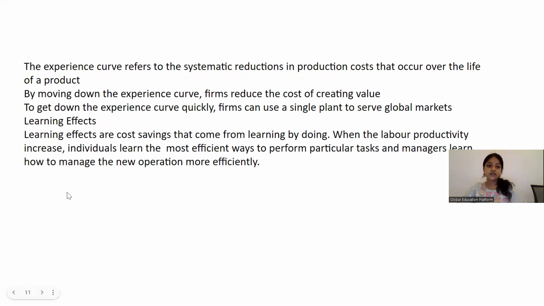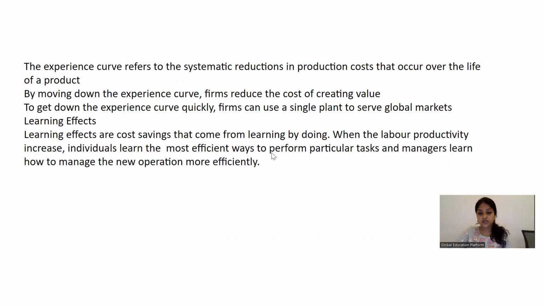So that means the cost is actually less, because when you try to diversify into different products, even when it comes to your international expansion, the cost element would be really high. Let's look at the learning effects. These are cost savings that come from learning by doing. So when labor productivity increases, individuals learn the most efficient ways to perform particular tasks and managers learn how to manage the new operation more effectively.